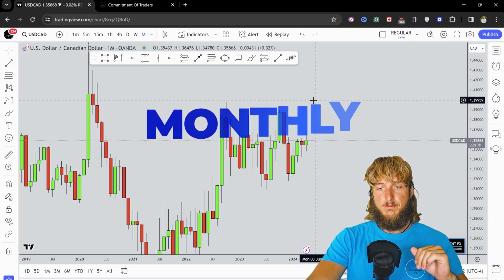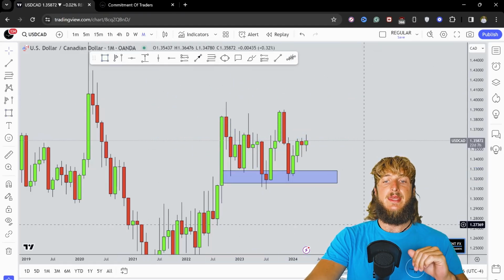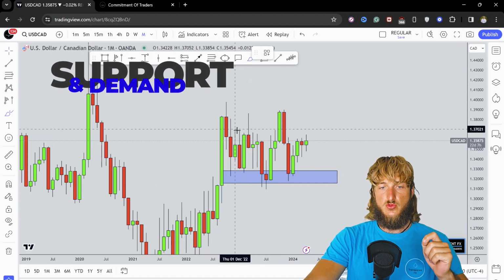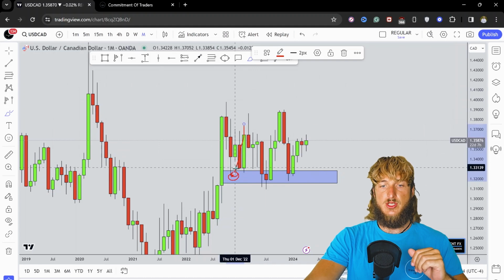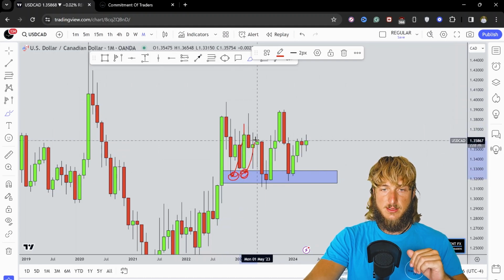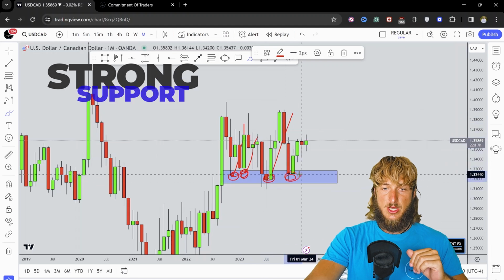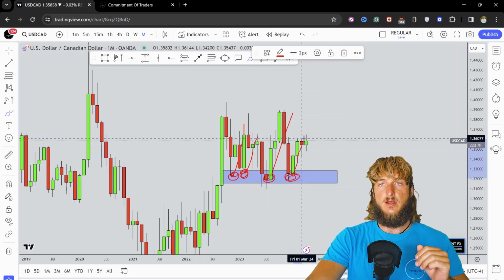Starting here from the monthly time frame, what we can see is that we have a market which at the moment is rejecting a quite strong monthly demand and support area. In fact, from here, all this previous rejection to the upside was created. Again, here, the market tested its zone and rejected it to the upside. Again, here, tested and rejected. And just a few months ago, the market once again tested the exact same zone, rejected it to the upside.